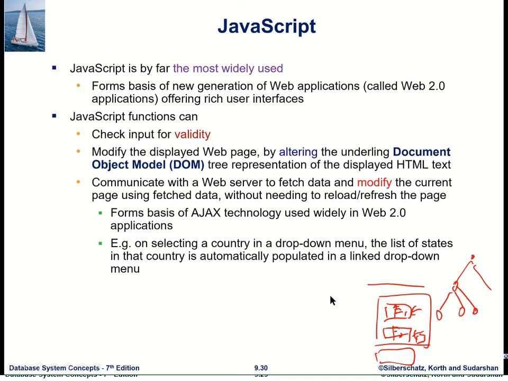For example, you have a drop-down menu and you select a country, and then the list of states in that country will be populated automatically. So this will help us with the interaction. There's no need to rely on the servers, and it also improves interactivity.